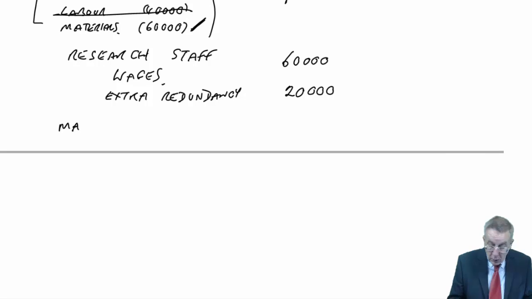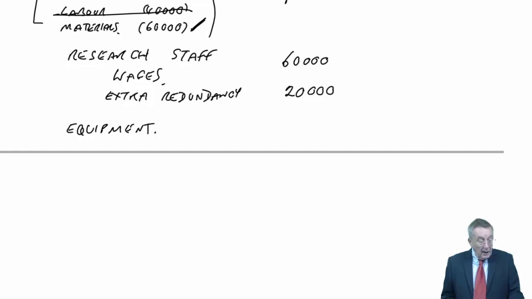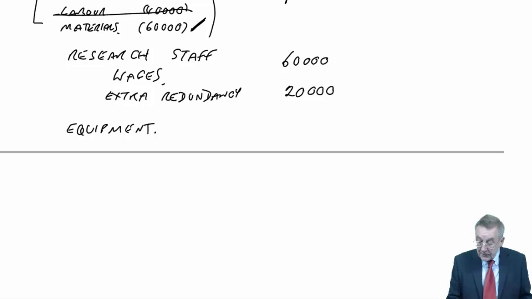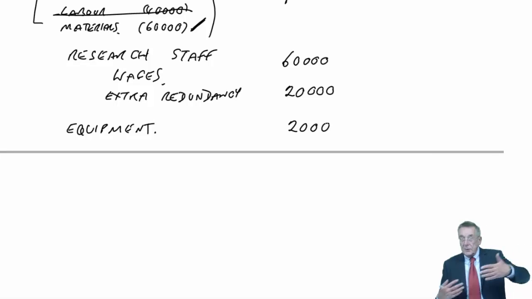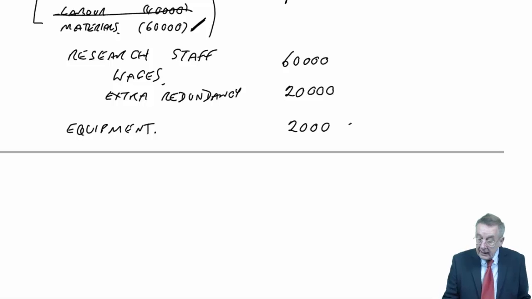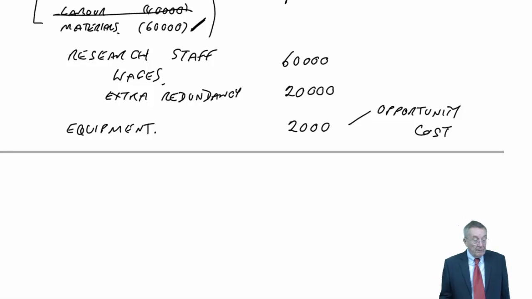So what is it? The equipment. Getting 6,000 instead of 8,000, the difference is costing us 2,000. And again, that's not a direct cost, obviously. We're not actually paying anything out. It's lost income. We either get 8 or 6. By carrying on, we lose income of 2,000. As I said, again, it's an opportunity cost. Lost income.